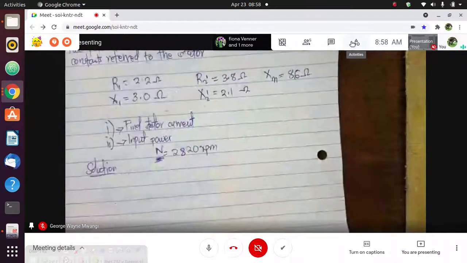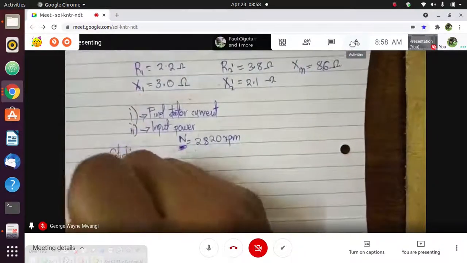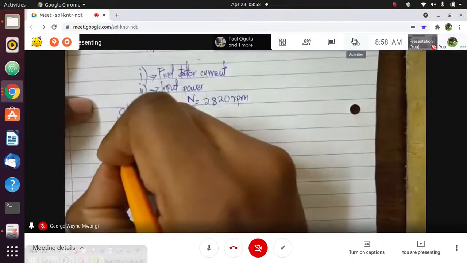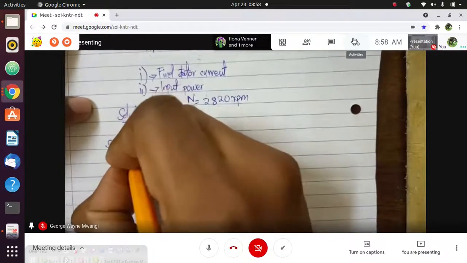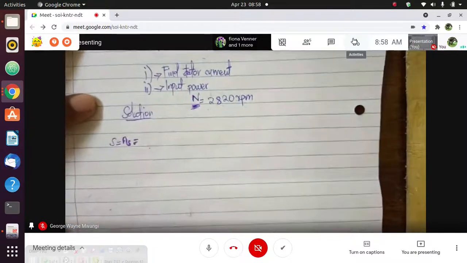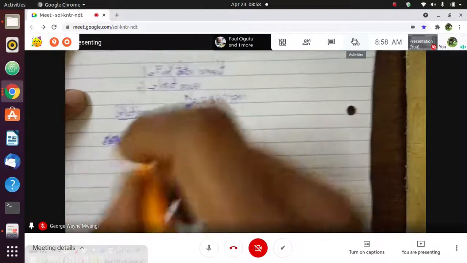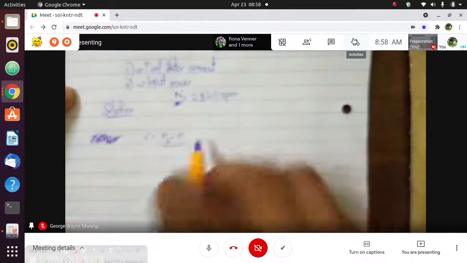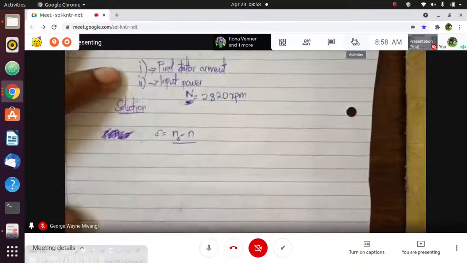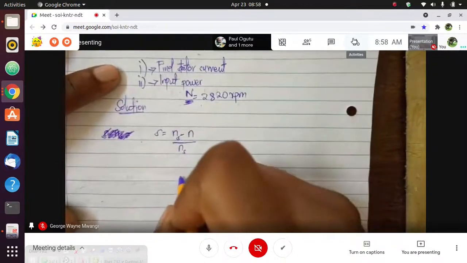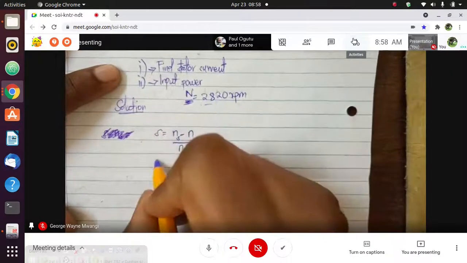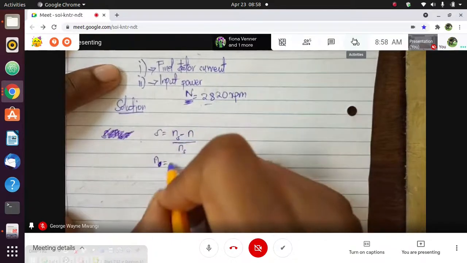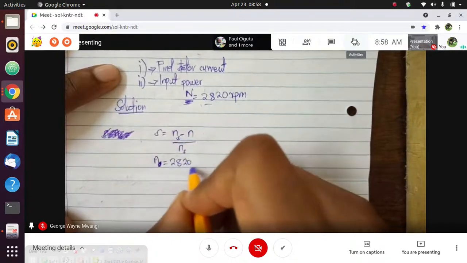Now, how do we find slip? Slip is given as the synchronous speed, the speed of the revolving magnetic field due to the stator winding, minus the rotor speed, the speed at which the rotor is moving, divided by the synchronous speed. We have been told that our rotor speed is 2820 RPM.